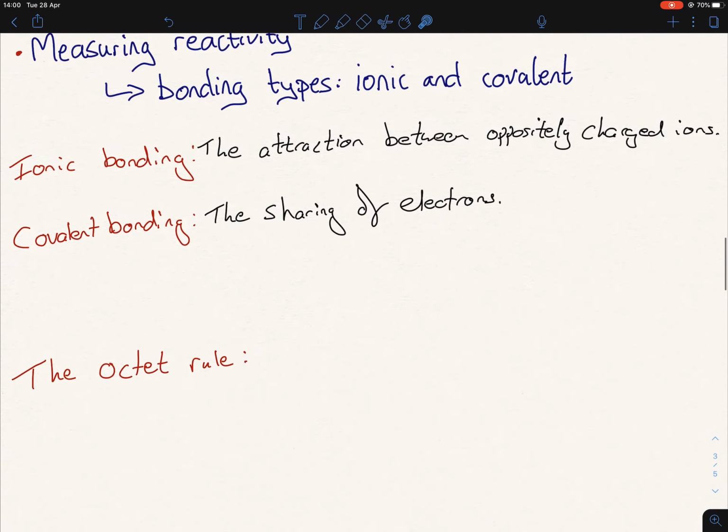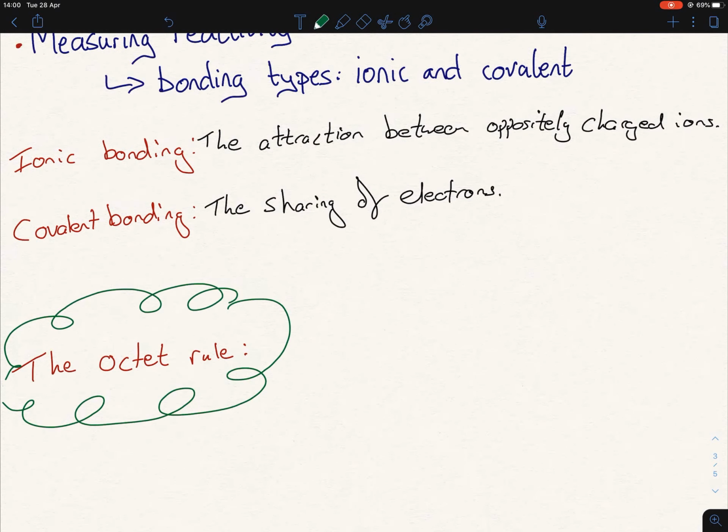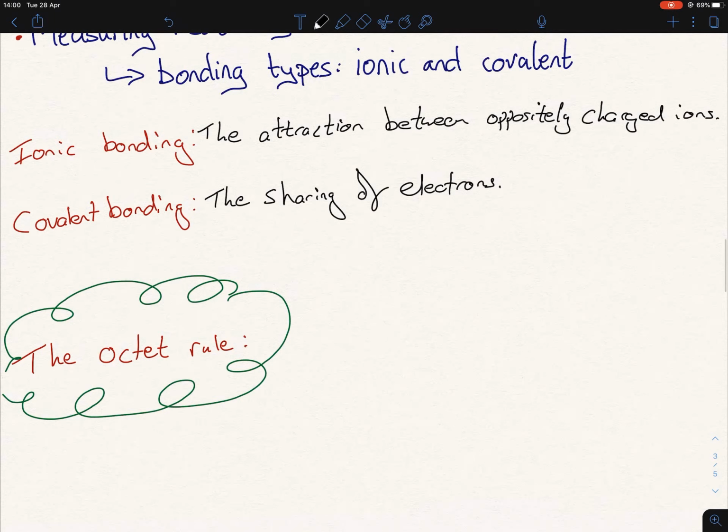Well, everything comes back to this guy over here, and that's the octet rule. I'm going to highlight that now. Everything goes back to that. The octet rule basically determines if an atom is going to be stable or not. So, what is it? I'm just going to write down my understanding of it. So the octet rule is, how can we describe it there? All atoms want to have a full outer orbit.